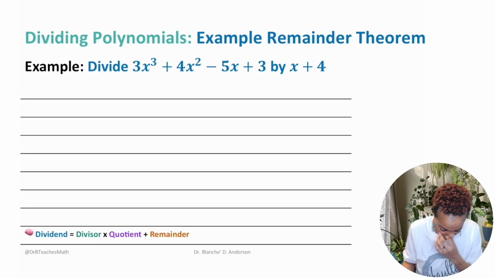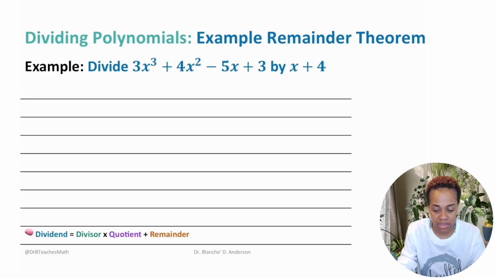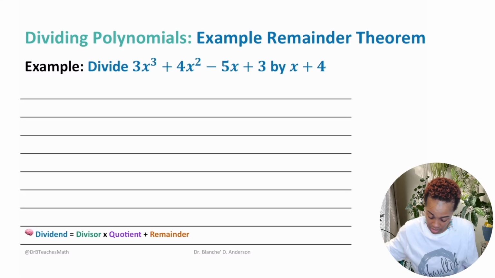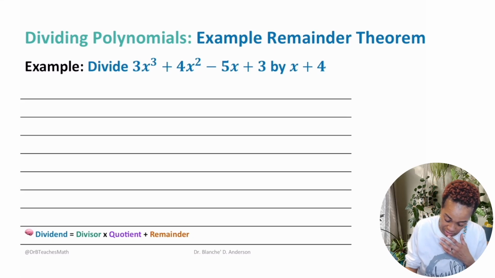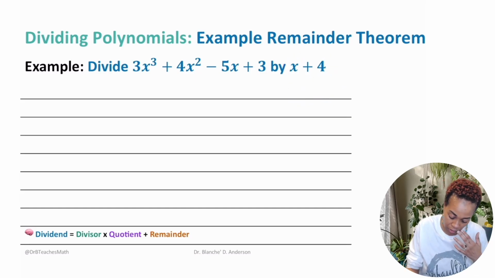Let's look at this one. How do we want to do this? Do you want to do synthetic division or long division? I think we should do synthetic division because it'll be less work. So this needs to be in the form of x minus c. How do I make it in the form of x minus c? This needs to be x minus a negative 4. You see that? That's going to be my c value. So here my c is negative 4.